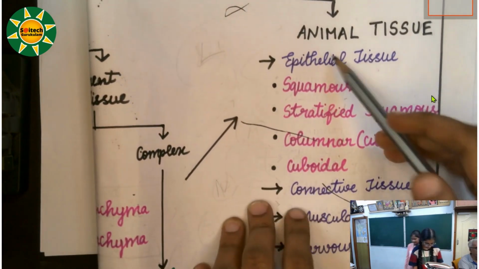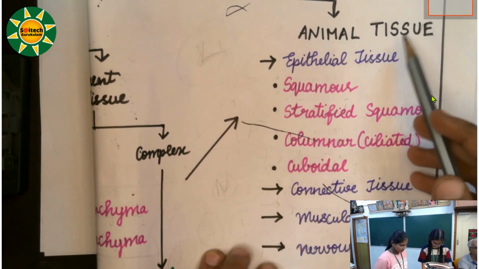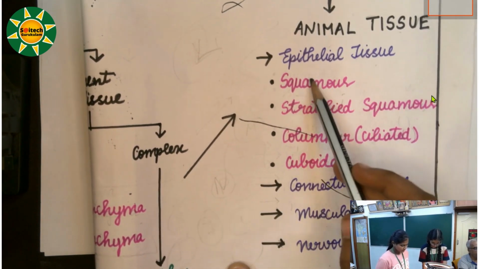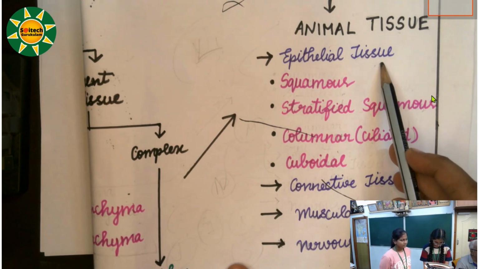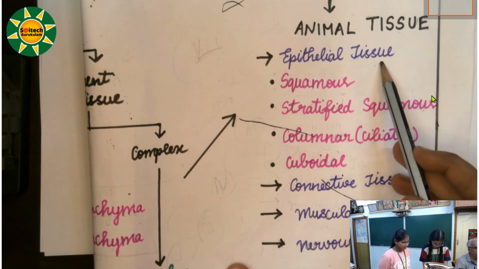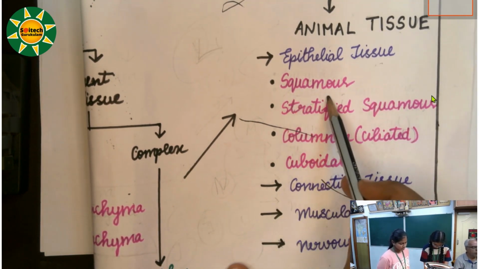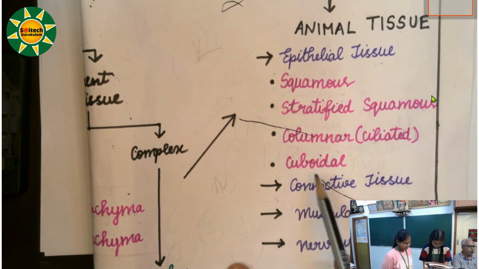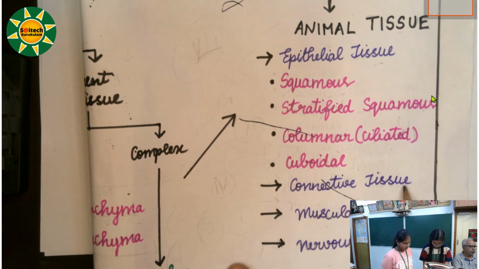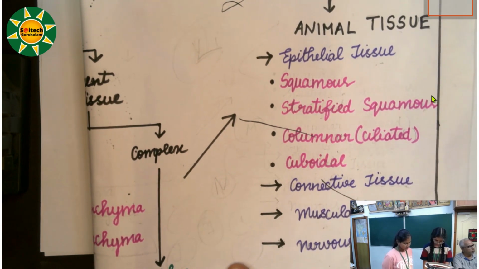Now let's see animal tissue. Under animal tissue we have four subdivisions: epithelial tissue, connective tissue, muscular tissue, and nervous tissue. Under epithelial tissue we have four classifications: squamous epithelial tissue, stratified squamous, columnar ciliated, and cuboidal.